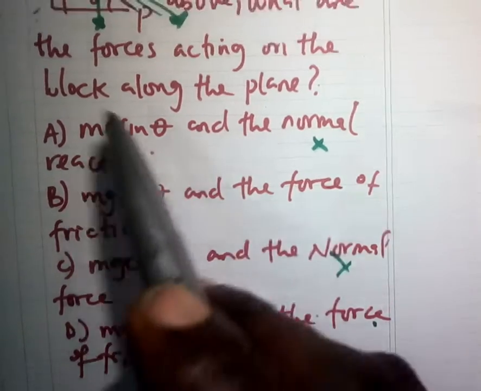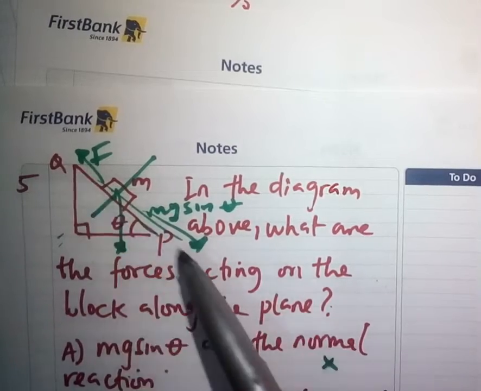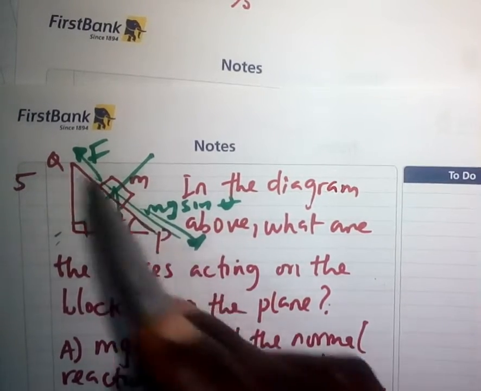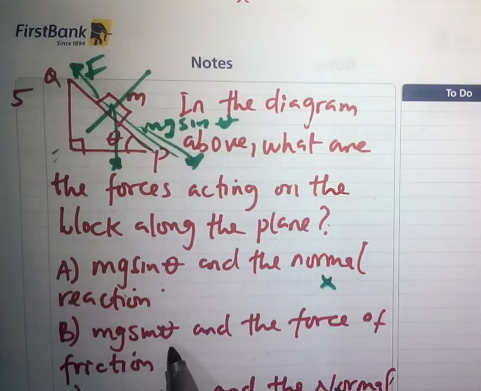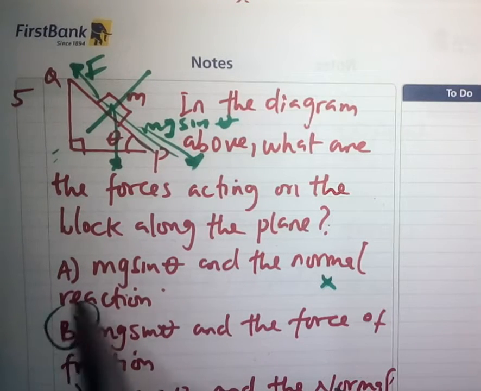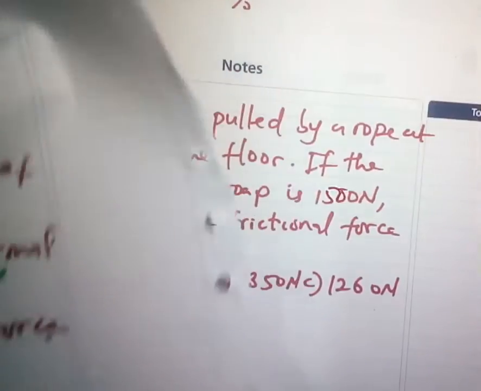Mg cos theta is acting like this. It's not acting like this. You need what is acting like this. So the only answer is mg sine theta and the frictional force. So the answer is mg sine theta and the force of friction, which is option B. Okay, straight up. Now we'll move to the next one.